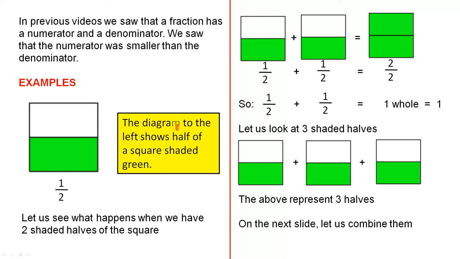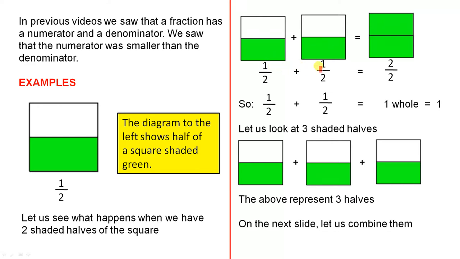The diagram to the left shows half of a square shaded green. So we're just looking at the shaded part only. So that represents half. Let us see what happens when we have two shaded halves of the square. So here's one shaded half and there's another shaded half. So what does that give us?